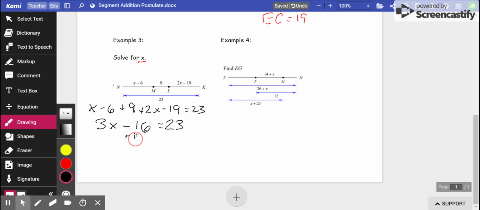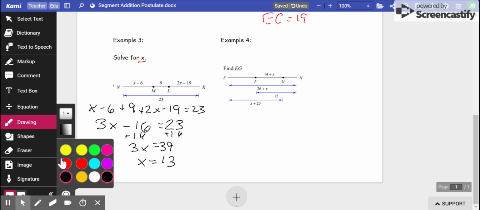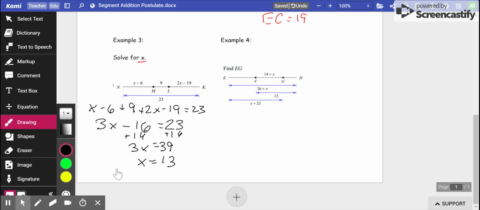Solve this like an algebra problem. So first add 16 over, add 16 over. You get 3x equals 39. And then when you divide by 3, x equals 13. You could go into each one of these and actually plug 13 into each one, and it should give you a grand total of 23 by the time you add this all together. And again, it's just a nice little guess and check method.